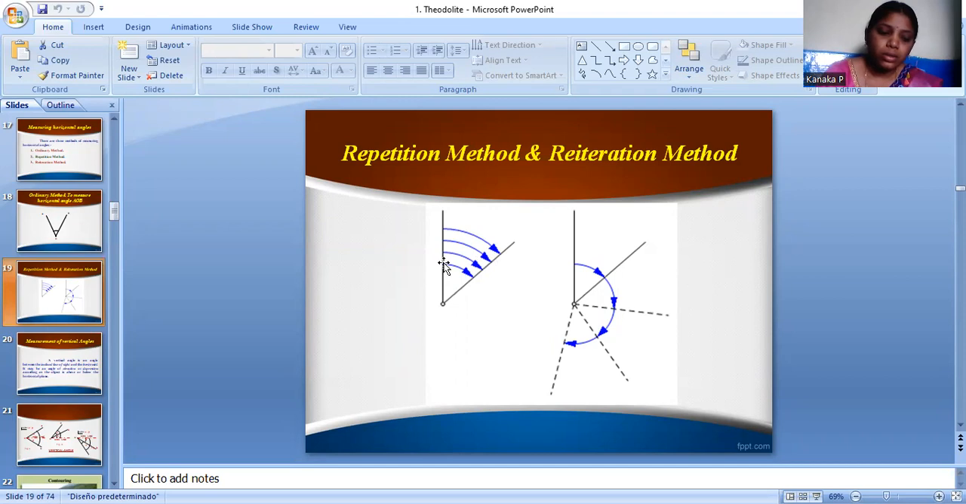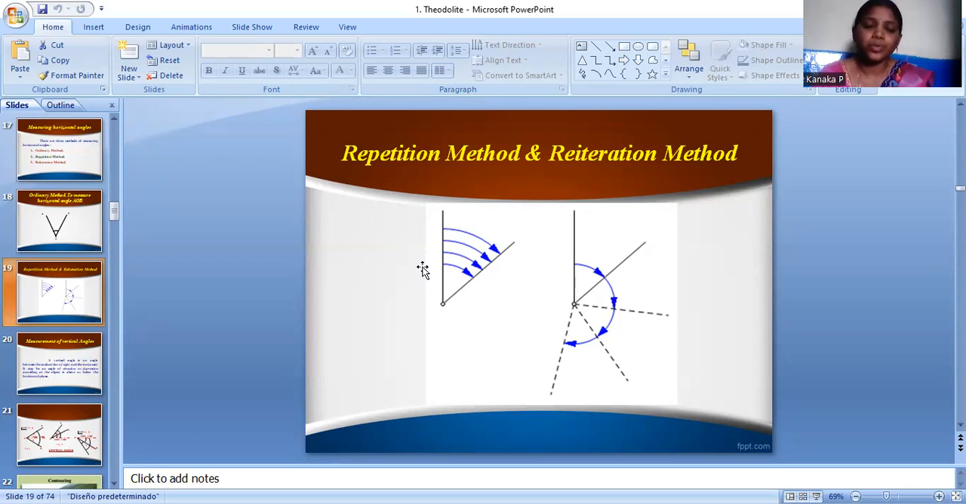So the final reading should be N into 58 degree, 2 minutes 20 seconds, where N is the number of repetitions to the final reading. 360 degrees is added for every revolution and divided by the number of repetitions to get the final value of angle AOB. The average of the two values of the angles gives the precise value of angle AOB.